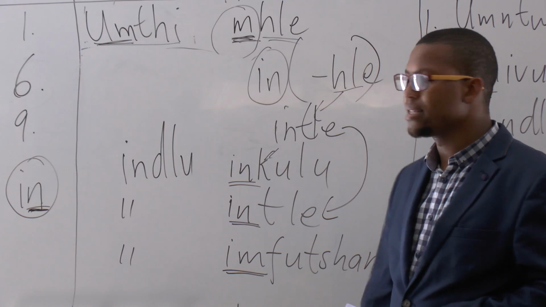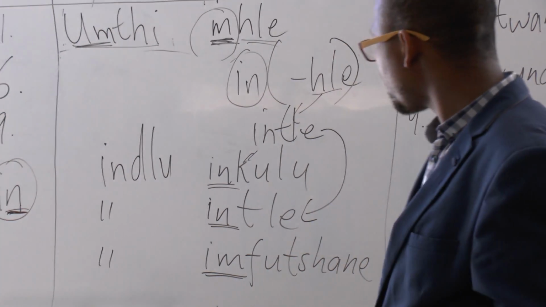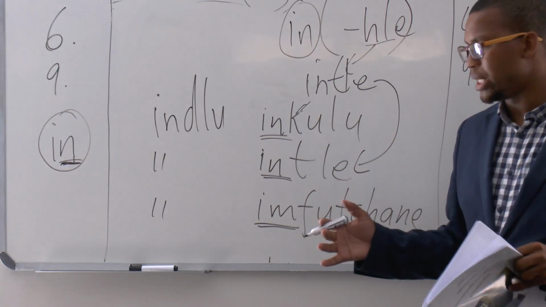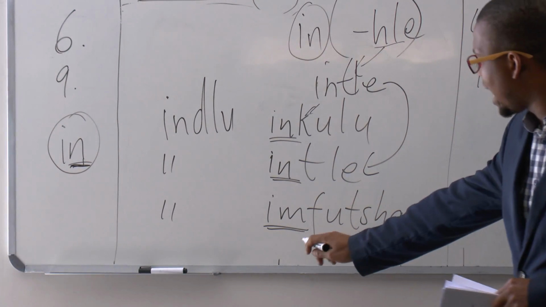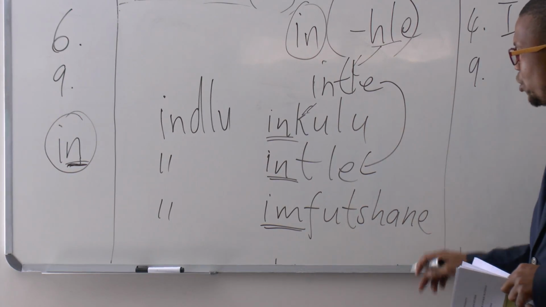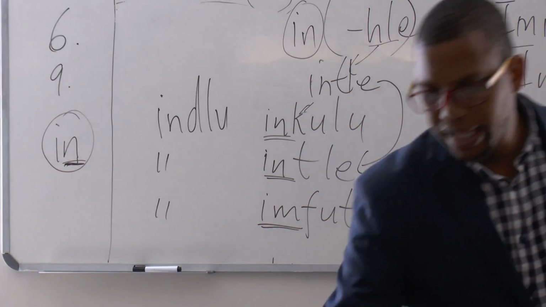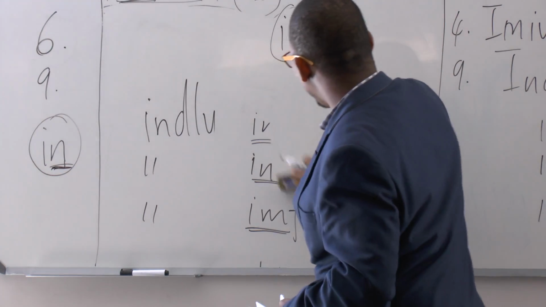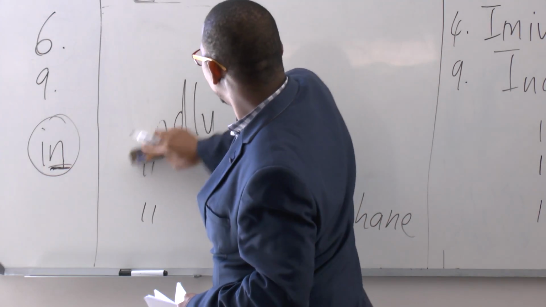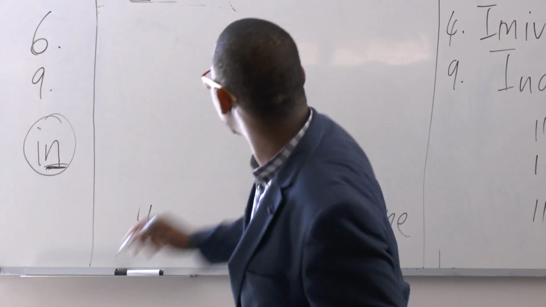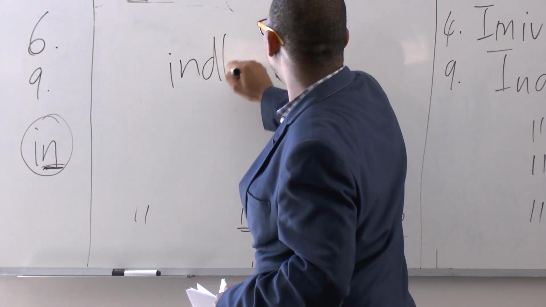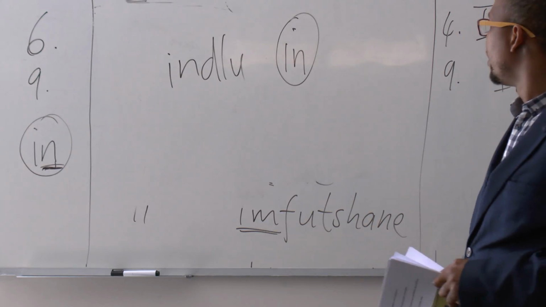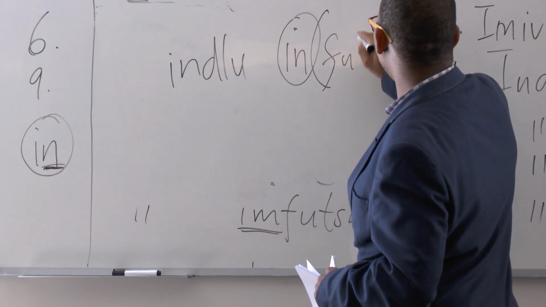And lastly, class 9 again. In this case, we want to say a house is short. Indlu imfuchane, as you can see there. In this case, we've got indlu, then is. Our is in this case is going to be in, followed by fuchane.